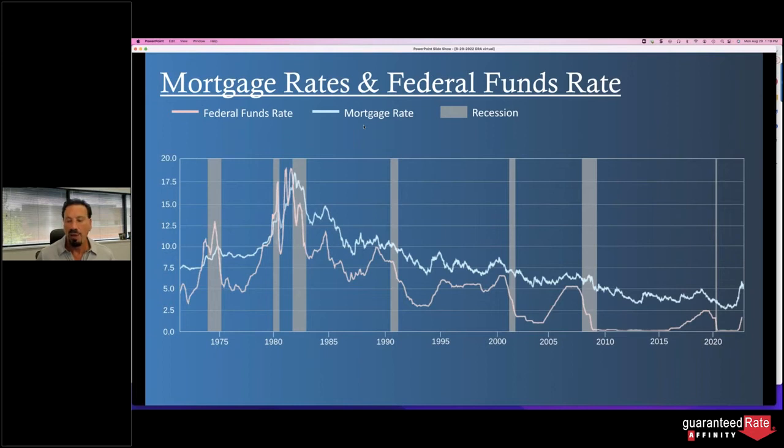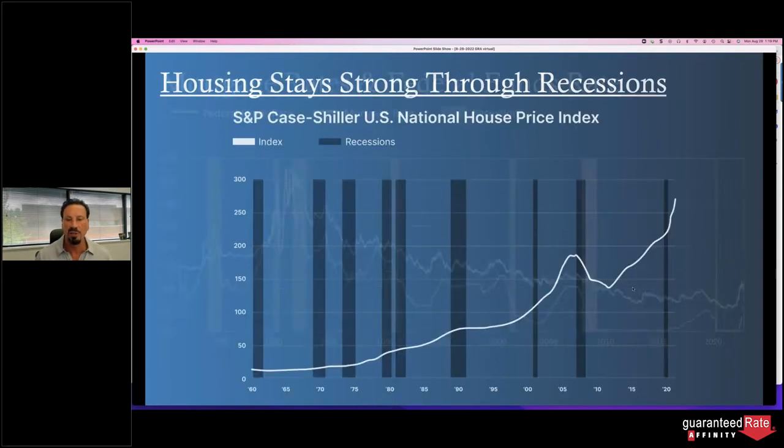And by the way, when you take a look at mortgage rates along with the Fed funds rate, here's the Fed funds rate here, and you can see that as the Fed funds rate rises, a lot of times mortgage rates decline because what the Fed's doing is fighting inflation. But let's take a look at real estate.